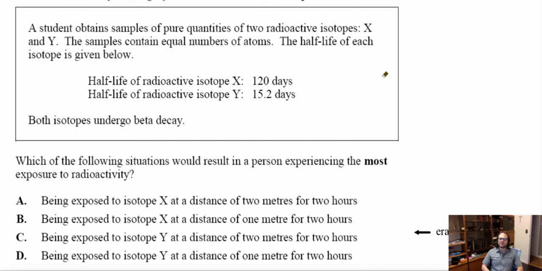Well, isotope X has a very slow half-life. And if they both have an equal amount of atoms, that means we're going to be getting less radioactive decay per second, so less becquerels. So I'm going to assume it's not going to be isotope X. And the second one says isotope X again, except this time it is 1 meter away. So being closer, yes, we're probably going to get more radioactive activity.